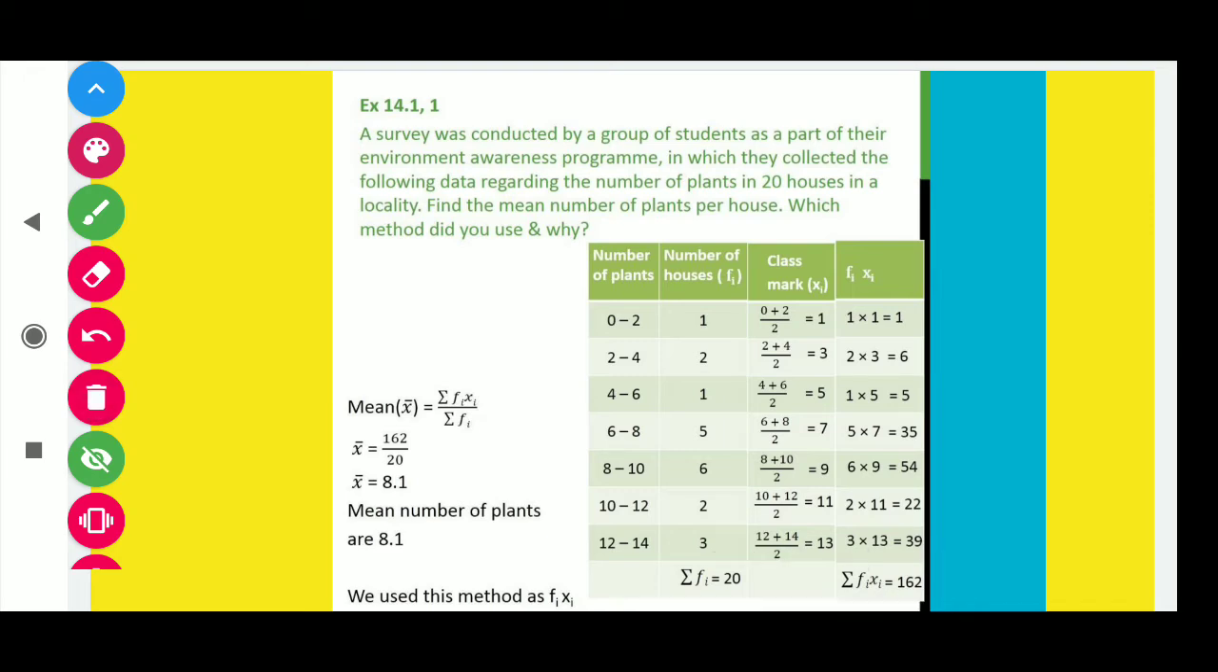162. So students, put these values in the mean. We get 162 over 20. In this way mean number of plants are 8.1. This is our solution. Students, इस method को हम कहते हैं direct method. Okay, and this is important and easy to solve.